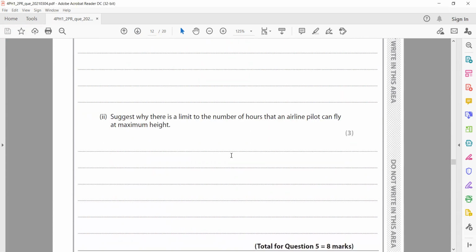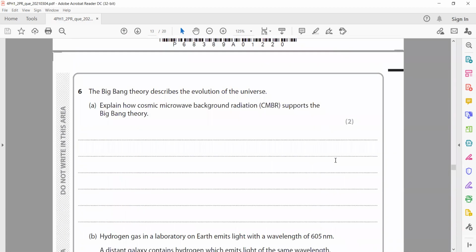Suggest why there is a limit to the number of hours that an airline pilot can fly at maximum height. Because if he is flying for a longer period of time, he is exposed to a greater amount of radiation, which increases the risk of cancer.